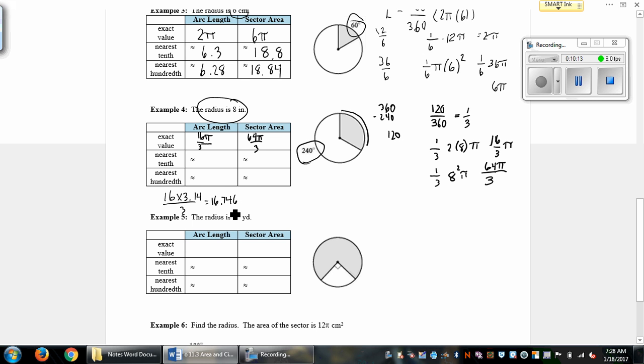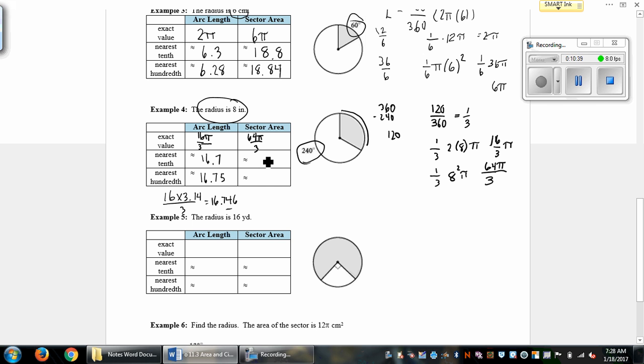16.746. So when we're rounding to the nearest hundredth, we're going to go to 16.75, and then to the nearest tenth here we'll go to just 16.7, because we don't want to use our already rounded answer. We're going to use our answer down here, and the 4 doesn't make the 7 go up.